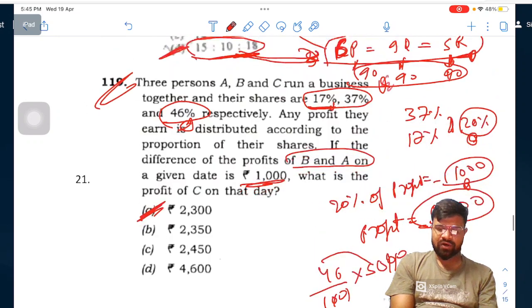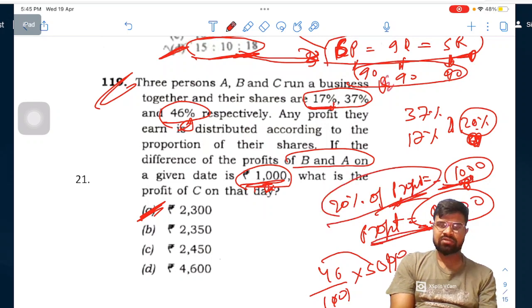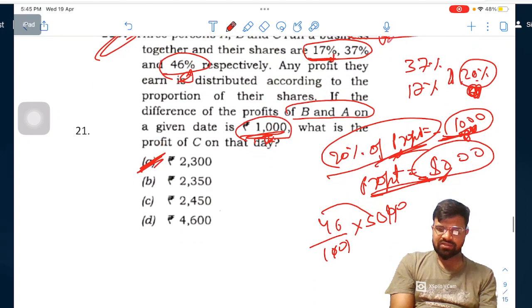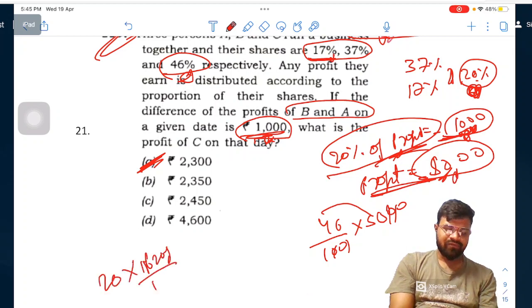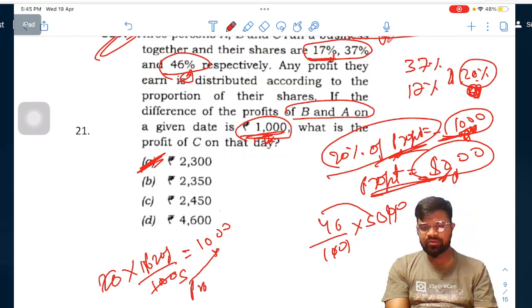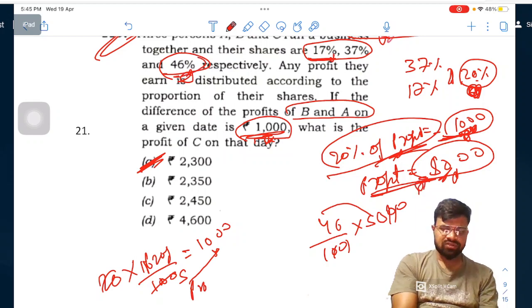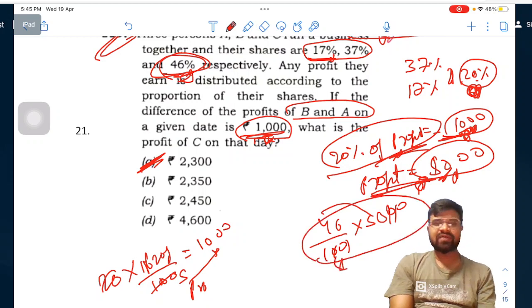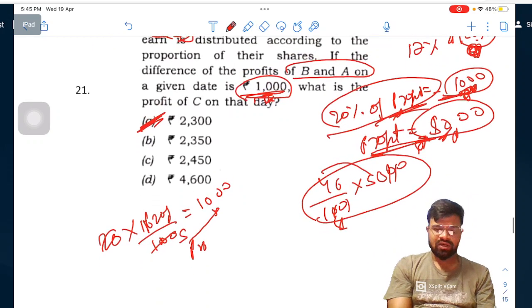So we just found the difference between A and B's percentage, and that is given as 1000 rupees. Based on this, if 20% of the profit is 1000, then by unitary method the profit is 5000. Or you can write it as 20 into profit by 100 is equal to 1000. This will be 5 and profit is equal to 5000. Either by calculation or by unitary method, you will find the profit is 5000. Now C is getting 46% of this 5000, so that is 2300.